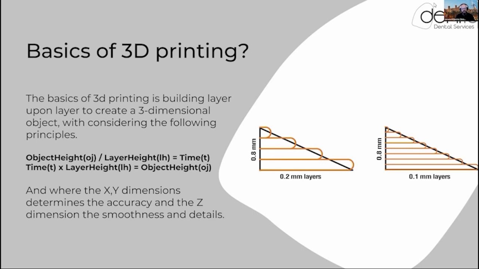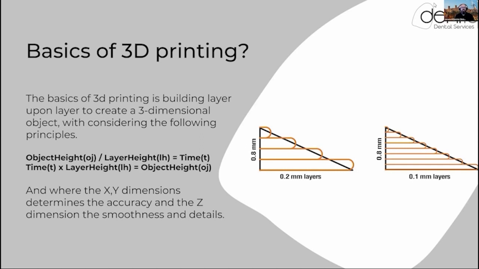If I make the layer size smaller, let's say half that one, so 0.1, I don't need 4 layers, I will need 8 layers. What will that do with my time? My time will be, instead of 40 seconds, 80 seconds. It doesn't change anything, it's just I got double the amount of layers, I got double the amount of print time. And this is, so object height divided by layer height is my print time. But my time times my layer height is my object height. So I got more time, more layers, I got a higher object. I hope that makes sense.